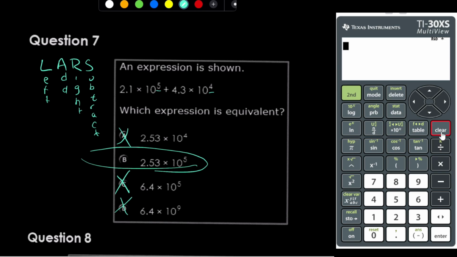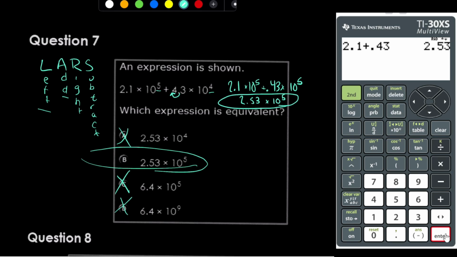We do so by moving our decimal to the left one to add. So you would have 2.1 times 10 to the 5th plus 0.43 times 10 to the 5th. And then you just add these two numbers. 2.1 plus 0.43 equals 2.53. And then your exponent remains the same. So that's how you can actually do it.